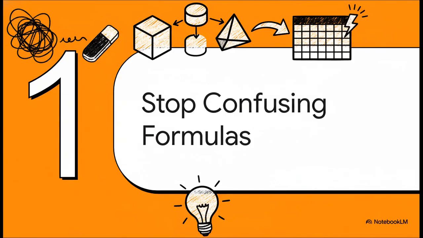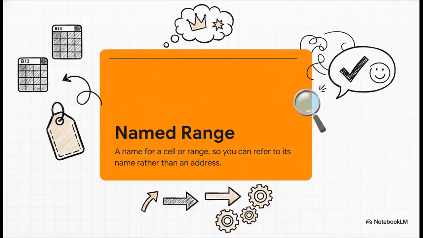Okay, first up, let's talk about those formulas. You know the ones, the cryptic ones you write and then 5 minutes later have no idea what they do? Trust me, there is a much, much better way to do this. The first secret is something called a named range. And honestly, just think of it like a nickname. Instead of using some robotic cell address like B13, you can just give that cell, or even a whole group of cells, a simple, memorable name like total_sales.